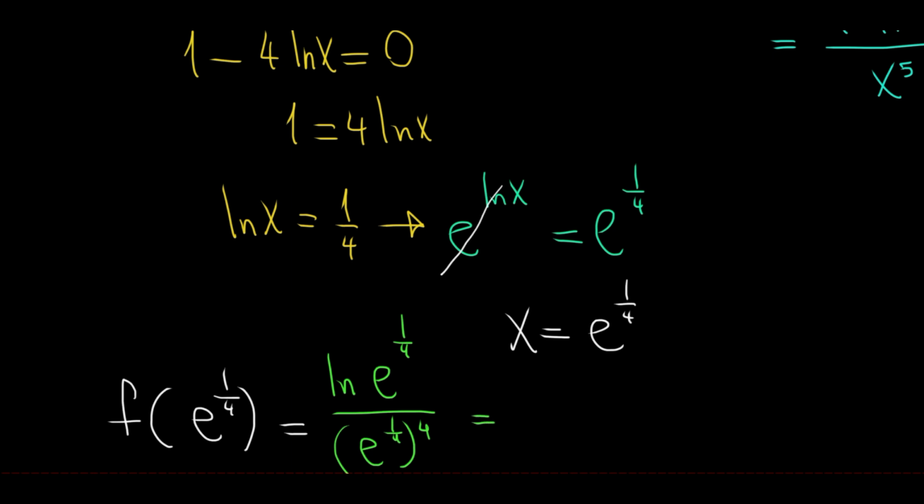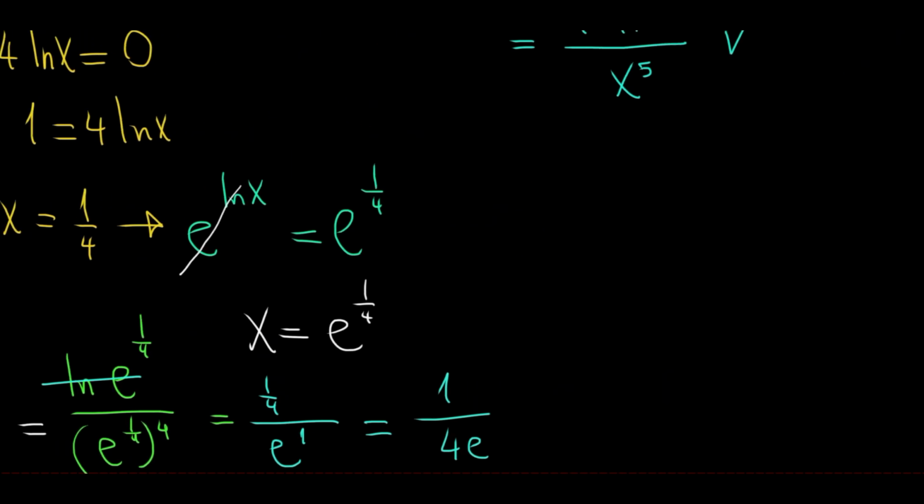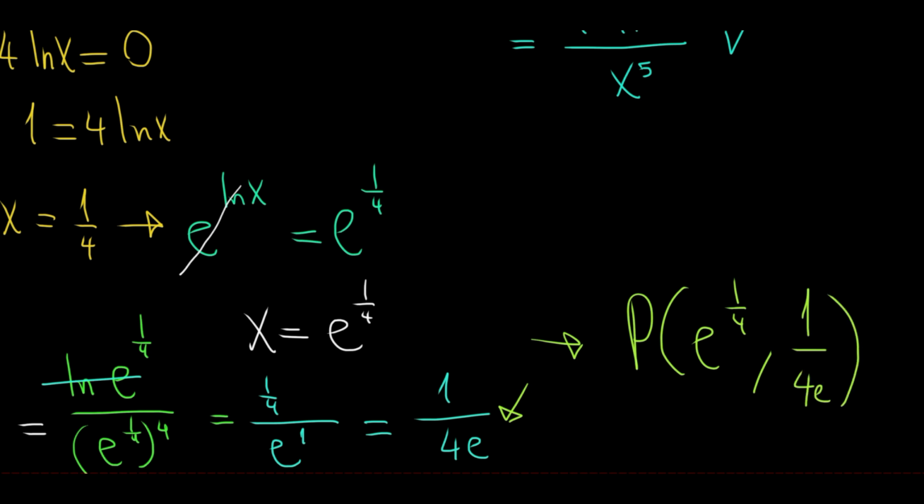Now ln and e cancel out, so I'll be having 1 over 4 divided by e to the power 1, since 1 over 4 times 4 is 1. So now I can put this together as 1 over 4e, meaning that the point P has the coordinates with x being e to the power 1 over 4 and y being 1 over 4e. That's it. Hope this makes sense.